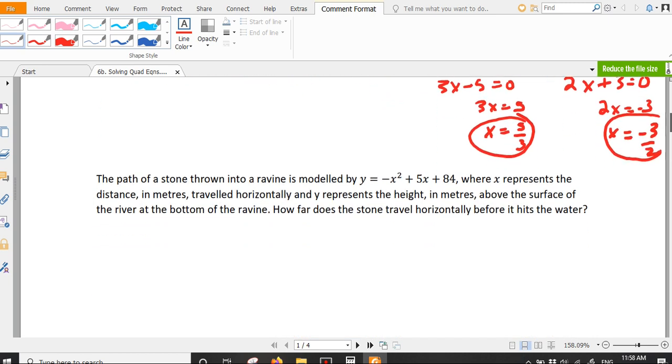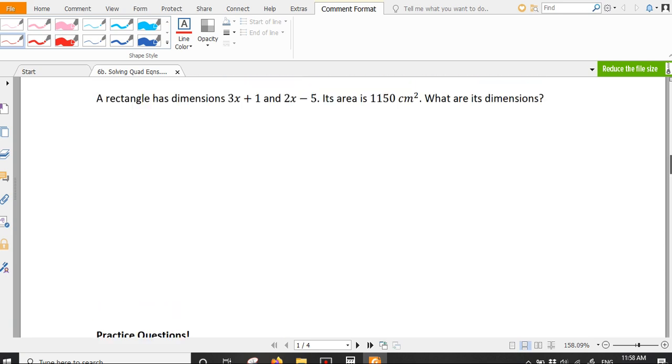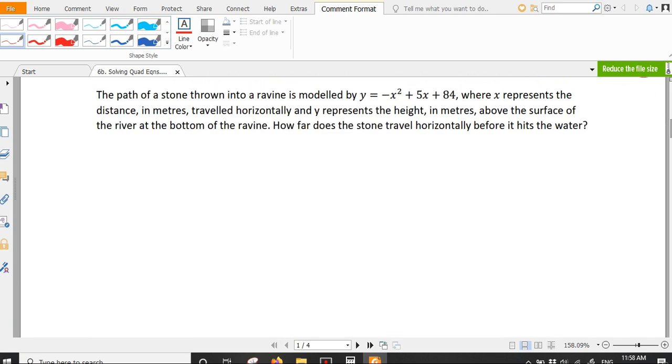Okay. So when you are solving quadratic equations, we are essentially just factoring. Okay. So I've got two more examples here before you dive into your practice questions. So the path of a stone thrown into a ravine is modeled by this equation. Okay, so I'm going to write that down, because chances are I'm going to need that. Where x represents the distance in meters traveled horizontally, and y represents the height in meters above the surface of the river at the bottom of the ravine. How far does the stone travel horizontally before it hits the water?